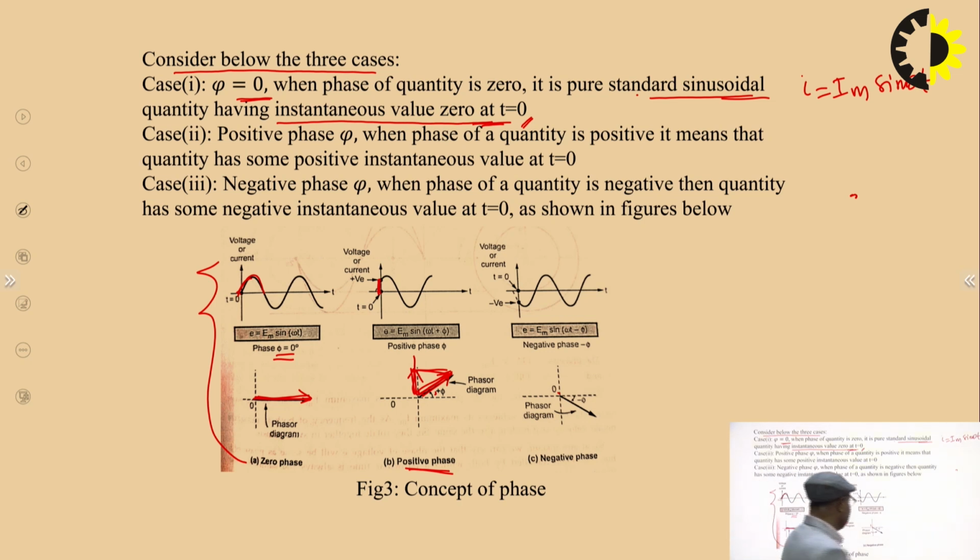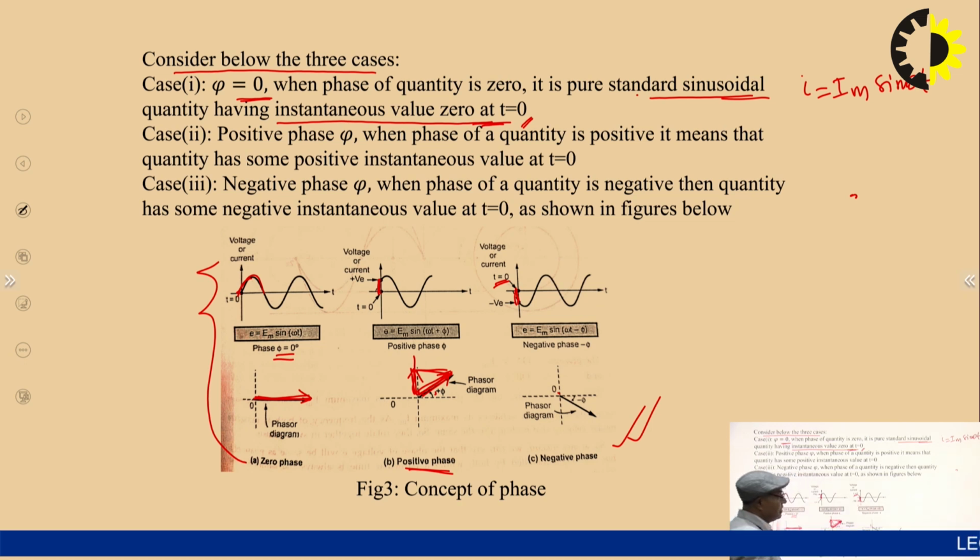Similarly, this is the case of a negative phase angle. Negative phase angle means the phasor corresponds to this type of waveform. Here we can see that the AC quantity has a negative value at time t equal to 0, and this negative value is increasing. Increasing means it will go to maximum, then again decrease and come to 0 and go in the positive direction, maximum, 0 and so on.